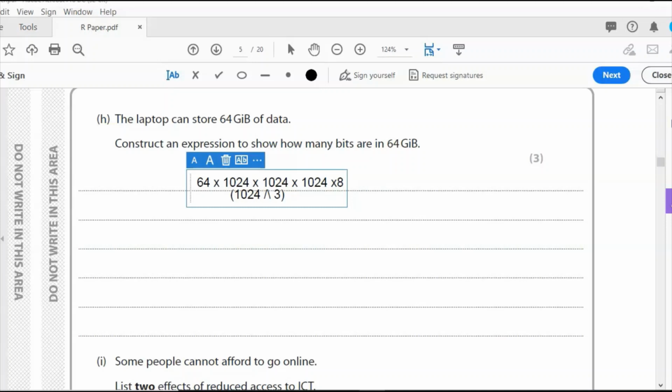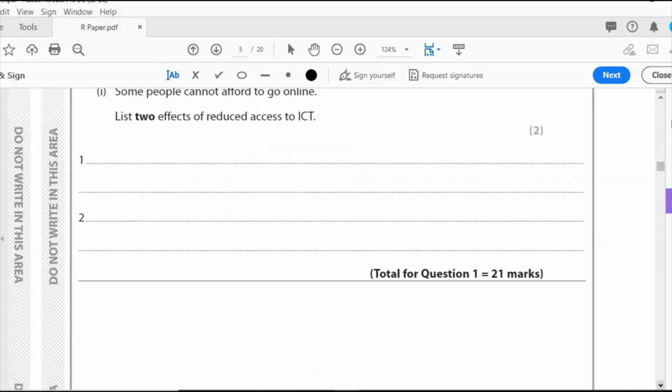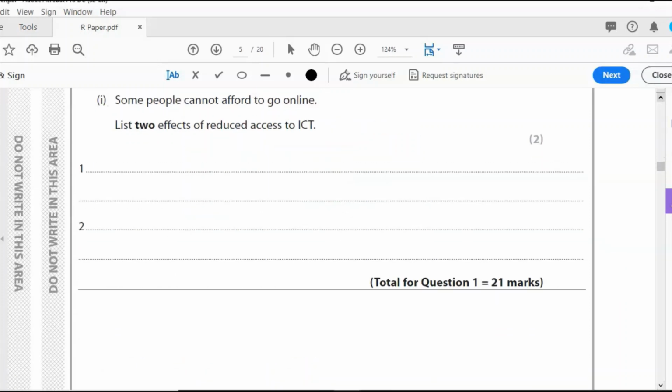Then we multiply it by 8 because there's 8 bits in a byte, and that is the finished expression. You can also write 64 times 1024 to the power of 3 times 8 as well, which would also work here. Question I, which finishes this section 1, question 1.